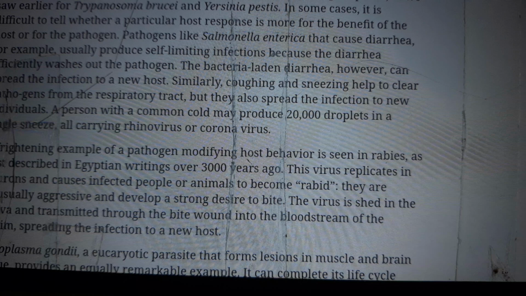In some cases, it is difficult to tell whether a particular host response is more for the benefit of the host or for the pathogen. Pathogens like Salmonella enterica that cause diarrhea, for example, usually produce self-limiting infections because the diarrhea efficiently washes out the pathogen. The bacterial-laden diarrhea, however, can spread the infection to a new host. Similarly, coughing and sneezing help to clear pathogens from the respiratory tract, but they also spread the infection to new individuals. A person with a common cold may produce 20,000 droplets in a single sneeze, all carrying rhinovirus or coronavirus.